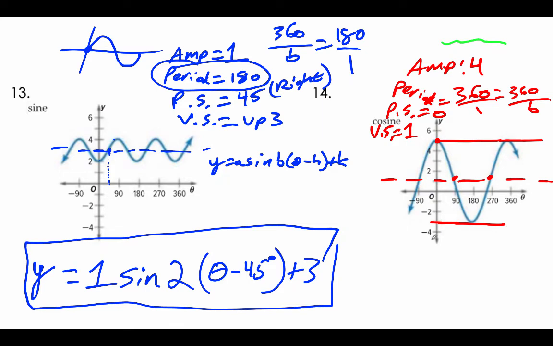Okay, B is 1. So I'm going to do Y equals, amplitude is 4, cosine, B is 1. Just never give up hope. Theta plus 0. I don't need that. And it's up 1. Holy cow. All we had on this one was up 1 and then an amplitude of 4. Yeah. We made it. Nice.